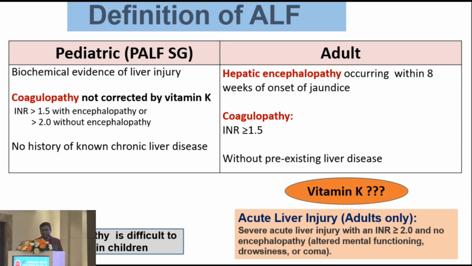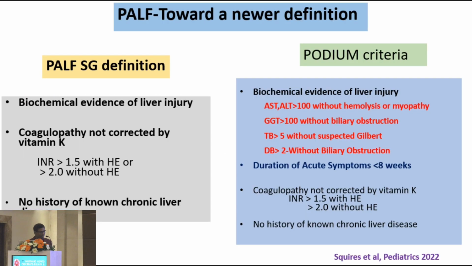That is severe acute liver injury with an INR more than 2, but without encephalopathy. We include that definition within the context of liver failure. And now we are moving towards a newer definition in which it remains the same. The duration has been defined as 8 weeks, and the biochemical evidence of liver injury is more clearly defined now: AST/ALT more than 100, GGT more than 100, total bilirubin more than 5, and direct bilirubin more than 2.